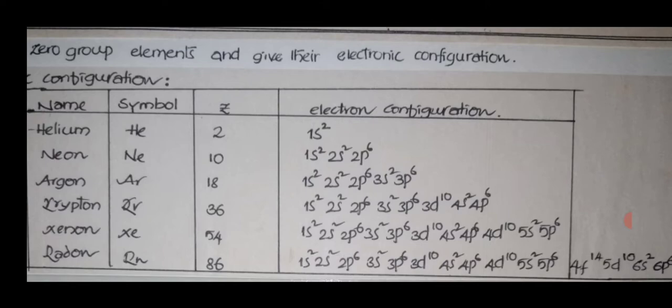Here 3d10 is extra. Xenon 1s2, 2s2, 2p6, 3s2, 3p6, 3d10, 4s2, 4p6, 4d10, 5s2, 5p6. And when it comes to radon, here 4f14 will be extra. You can see 1s2, 2s2, 2p6, 3s2, 3p6, 4s2, 3d10, 4p6, 5s2, 4d10, 5p6, 4f14, 5d10, 6s2, 6p6. These are the electronic configurations of these group elements.